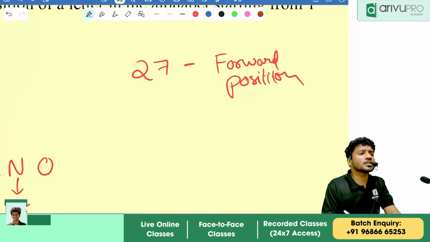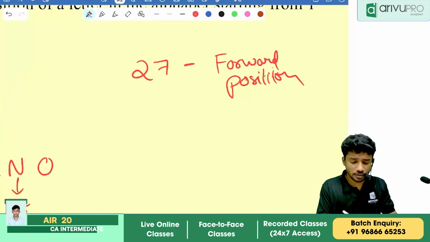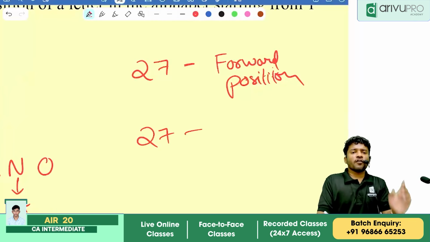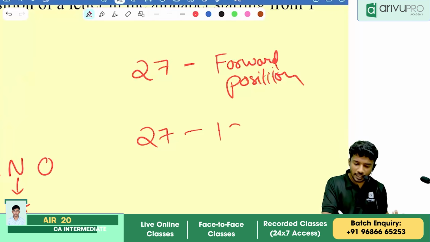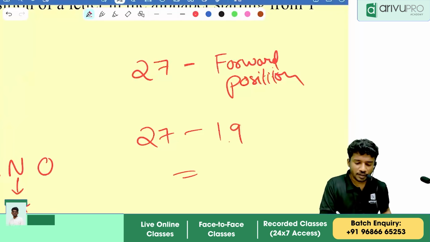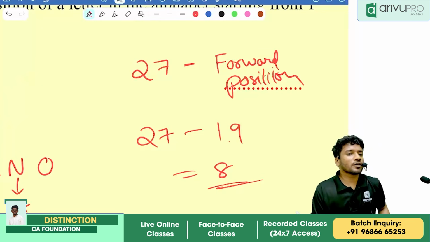Now you tell me, what is the backward position of S? What is the forward position of S? Yes, T. T is the 20th position. S will be what? 19. So it will be what, people? 8th position is the backward position of S.